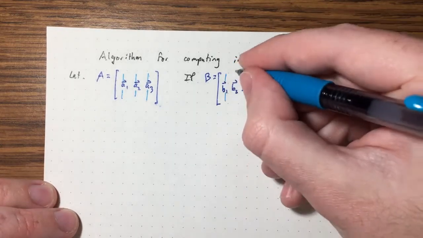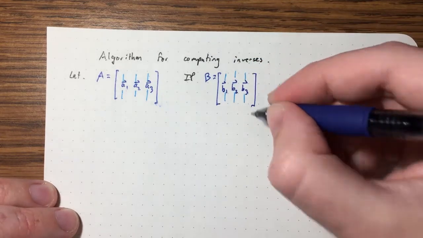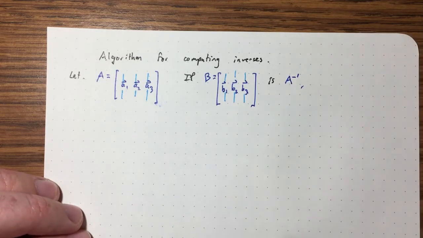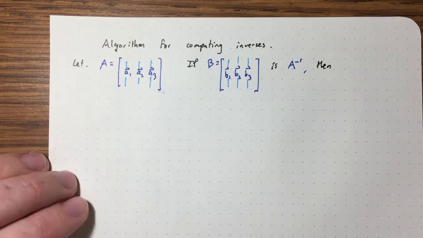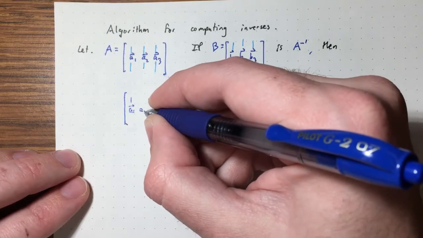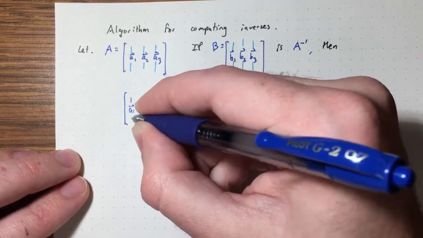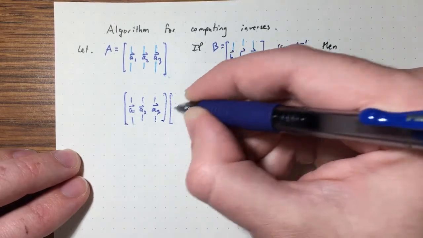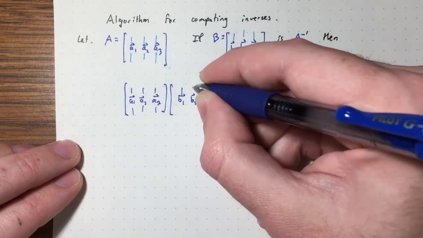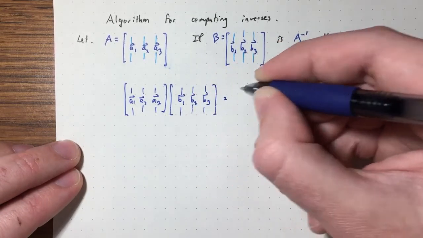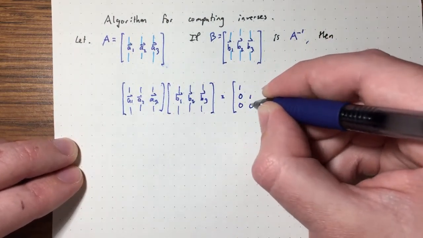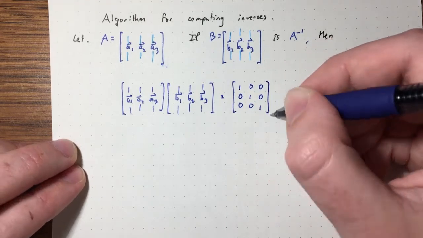Okay, so here's my inverse matrix. Well, if this is A inverse, then what should be true? Well, certainly if I multiply matrix A by B, what should I get? I should get the identity. Well, what is the identity? It's 1s down the diagonal, 0s everywhere else. So that's the 3 by 3 identity.